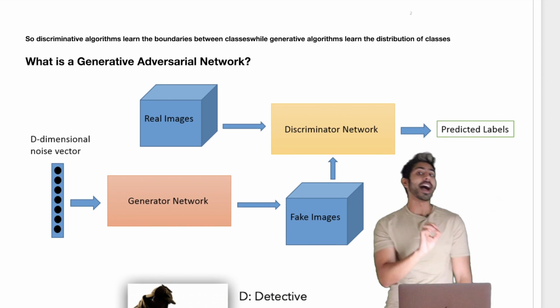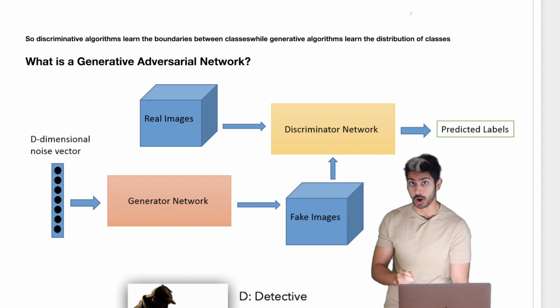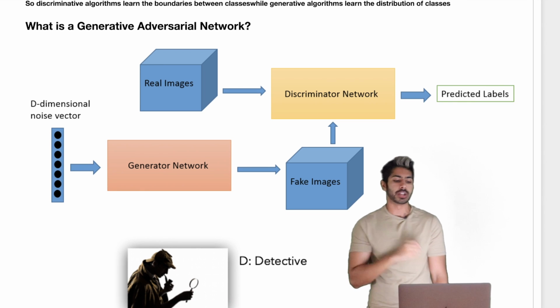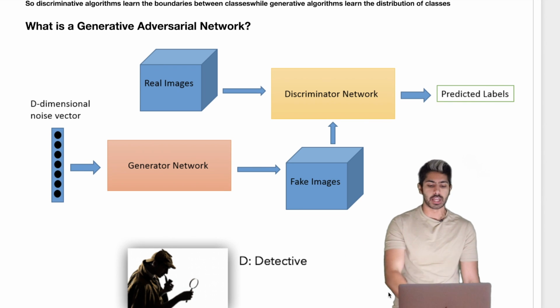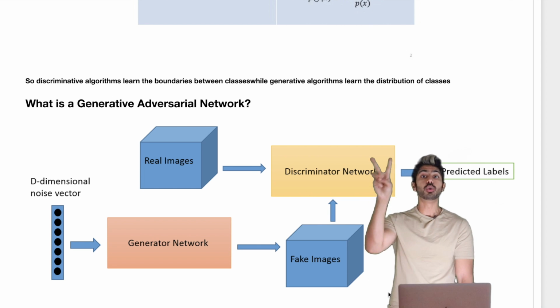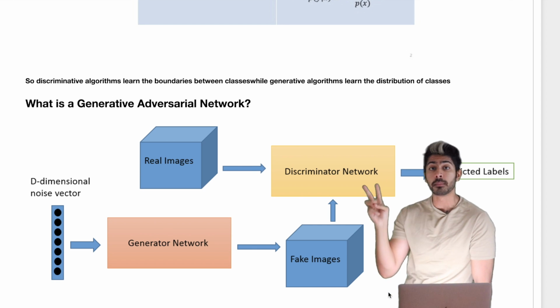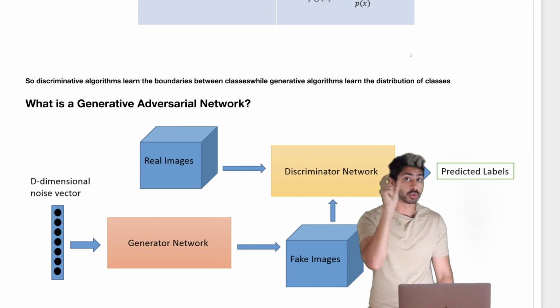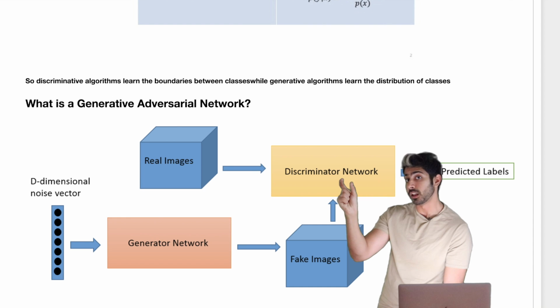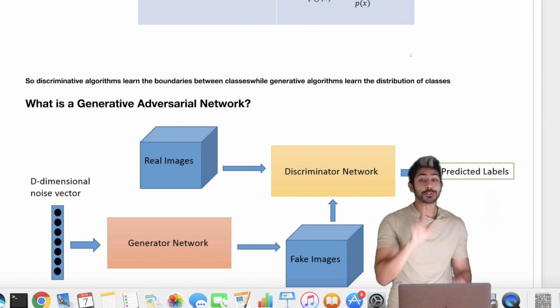So one class of generative models is the generative adversarial network. At a high level, it looks just like this. Ignore the detective part for now. What happens is we have two neural networks. By the way, I met Ian Goodfellow, the creator. I interviewed him. If you're curious, just search Siraj, Ian Goodfellow on YouTube. Great interview. Anyway, we have two neural networks here.